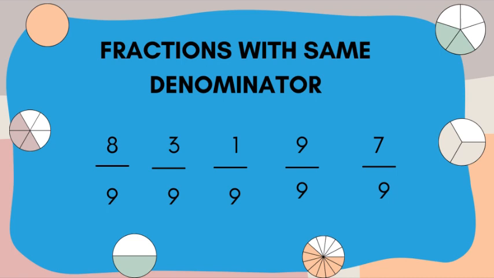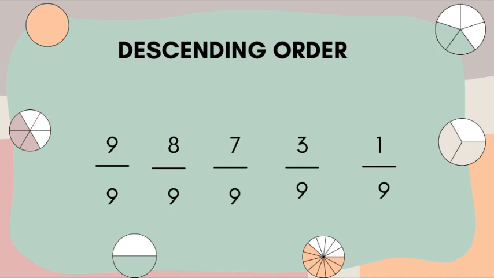So the answer will be 9 over 9, 8 over 9, 7 over 9, 3 over 9, and 1 over 9. And remember, 9 over 9, 9 can go into itself one time, so that can be reduced into its lowest form and it is equal to 1.